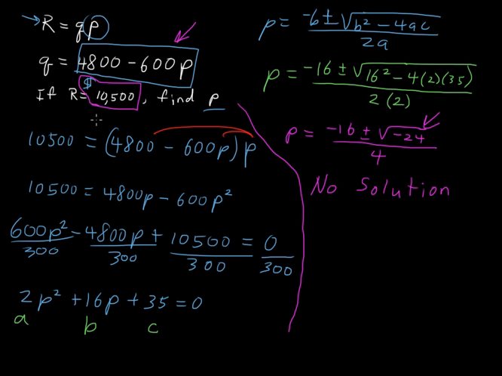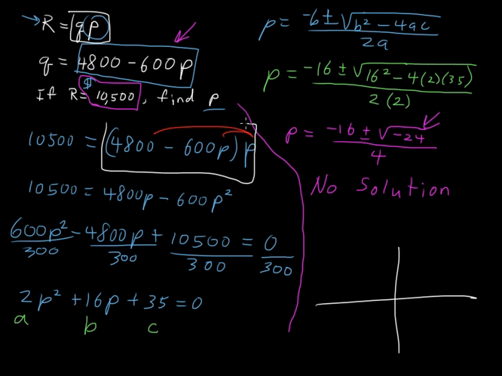We can't do it. But the truth is that if you were to graph this, let's say you have this coordinate system, and you were to graph just the revenue part, so just this part, it would look something like this. This is a really rough sketch, and it would max out there. This is revenue now, and it would max out at $9,600. Well, 10,500 is above that, so you can't do it. So there is no solution.